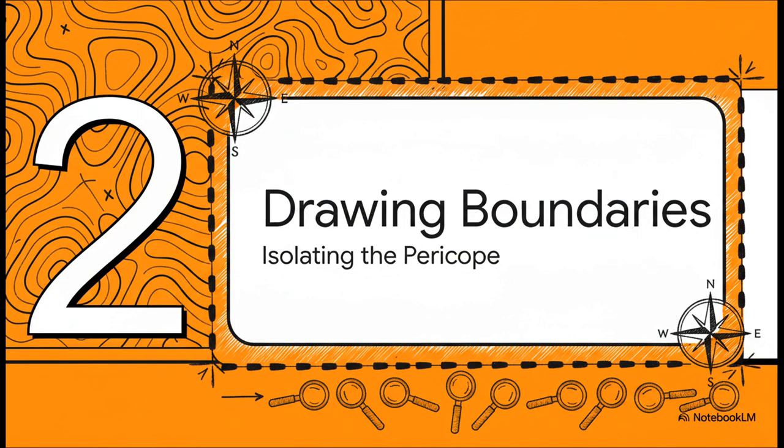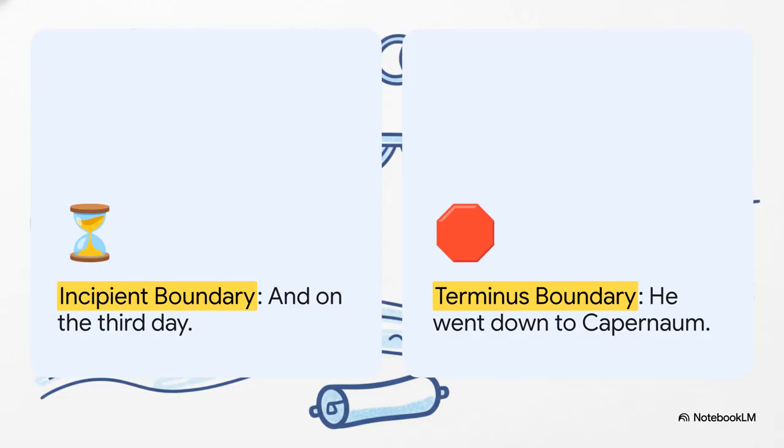That brings us to our second step, which is drawing the boundaries and isolating the pericope. To do this, we have to look at the Greek. Our incipient boundary in verse 1 reads, kai te hemera te trite, which translates to, "and on the third day." This phrase initiates a hard temporal reset. It completely interrupts the rapid day-by-day calling sequences from chapter 1 and completes this really fascinating underlying creation week motif. Then, when we jump down to verse 12, the scene is securely sealed with our terminus boundary. Katebe es Capernaum, meaning, "he went down to Capernaum."